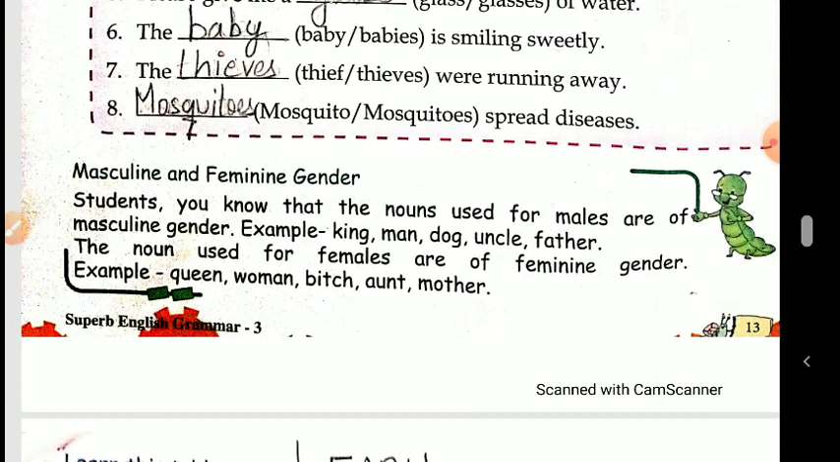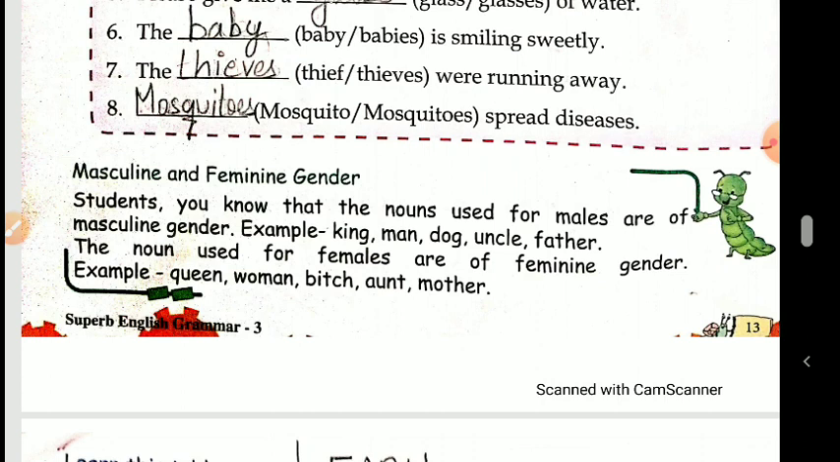Masculine and feminine gender. Now, students, in your class, there are some boys and there are some girls. Now, boys are different from girls and girls are different from boys. Everyone knows this. Now, for all the boys, we use masculine gender, and for all the girls, we use feminine genders. For boys, men, we use masculine gender, and for females, girls, we use feminine gender.